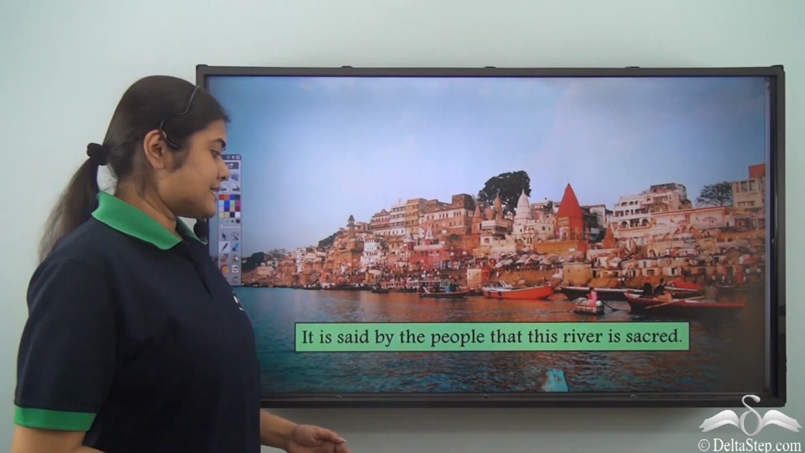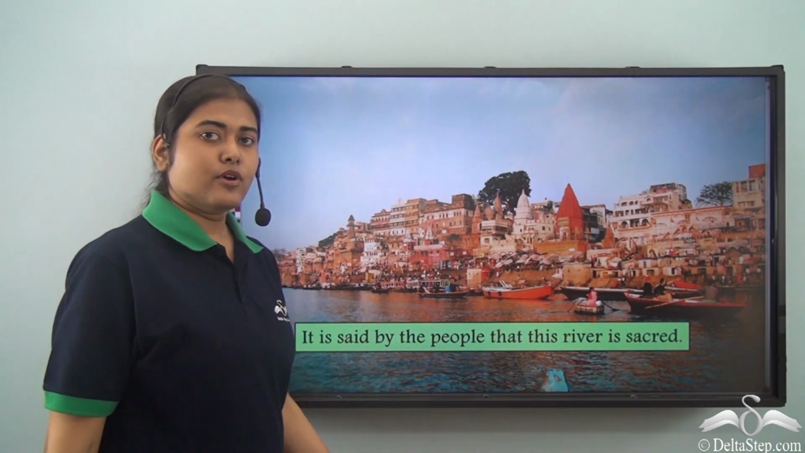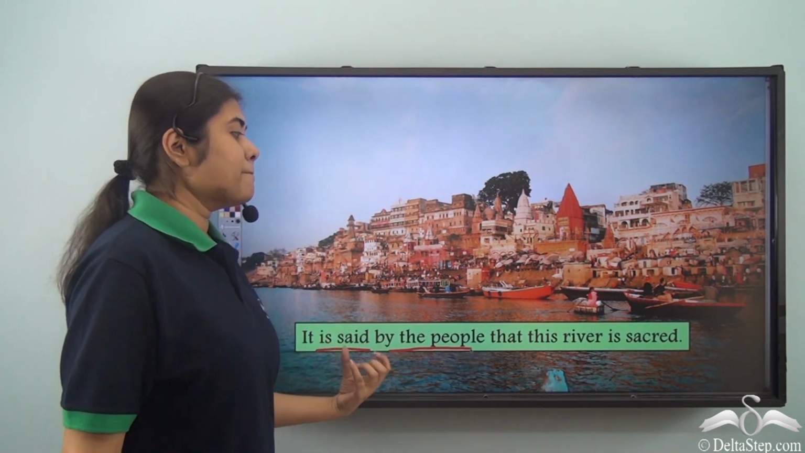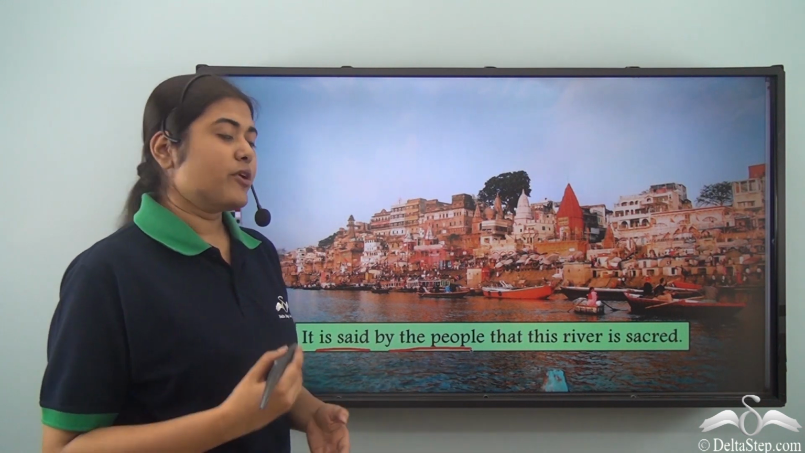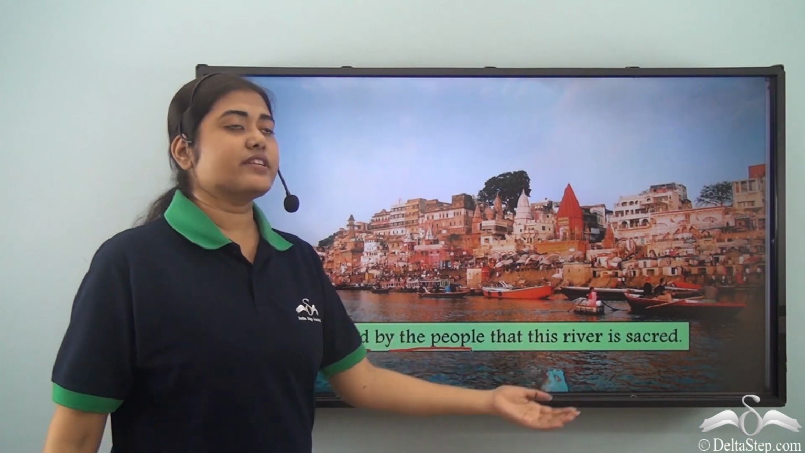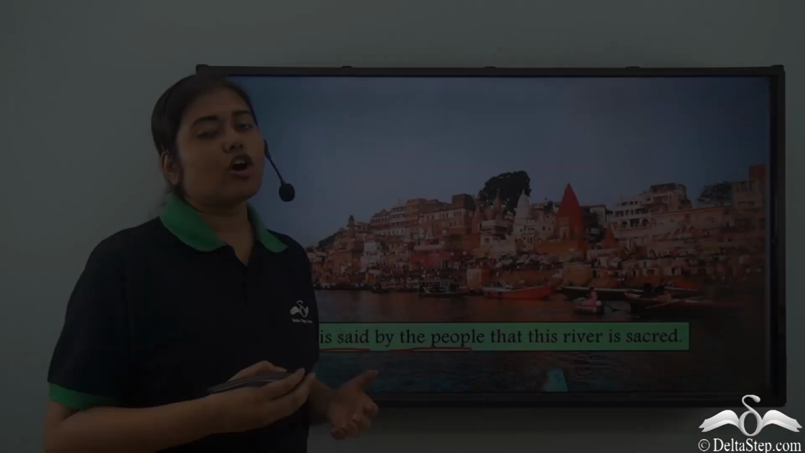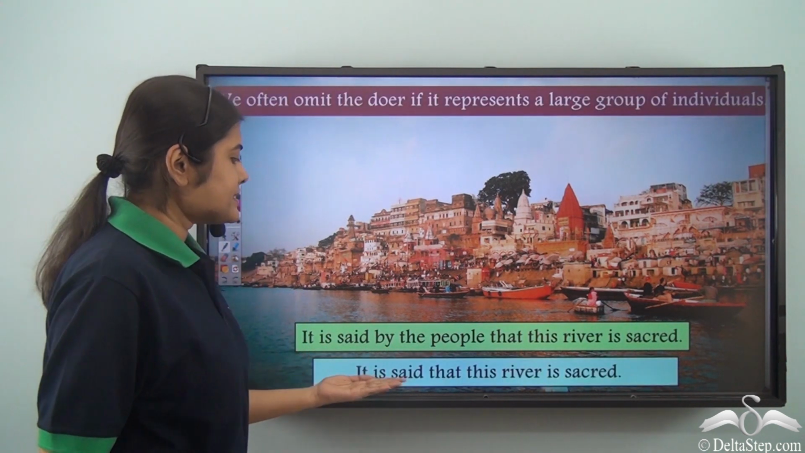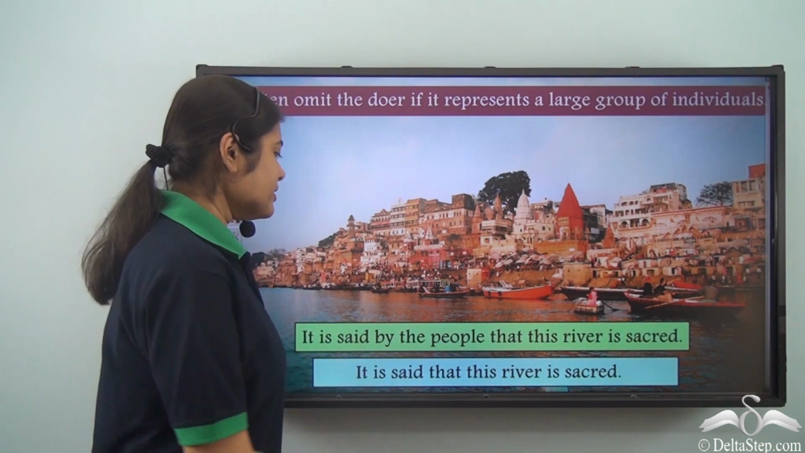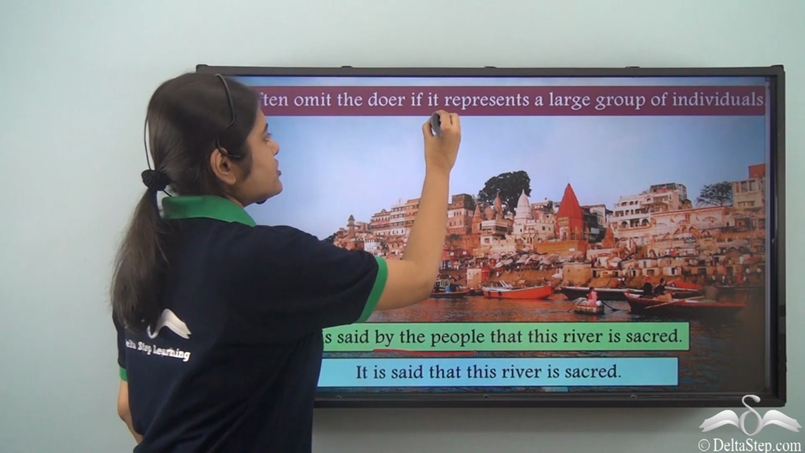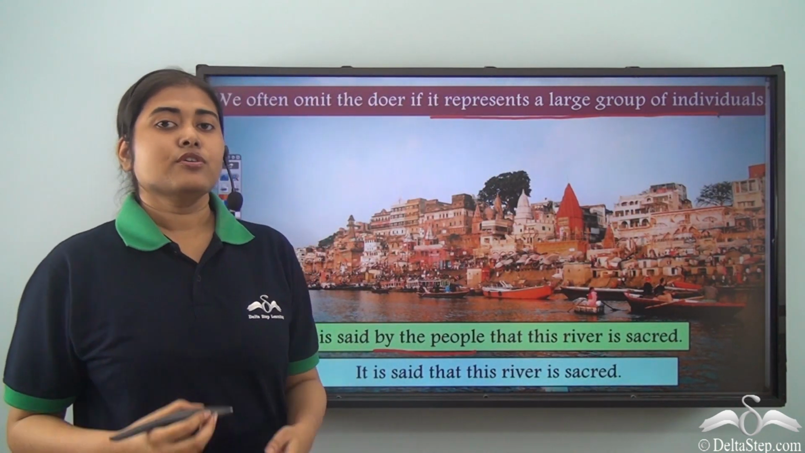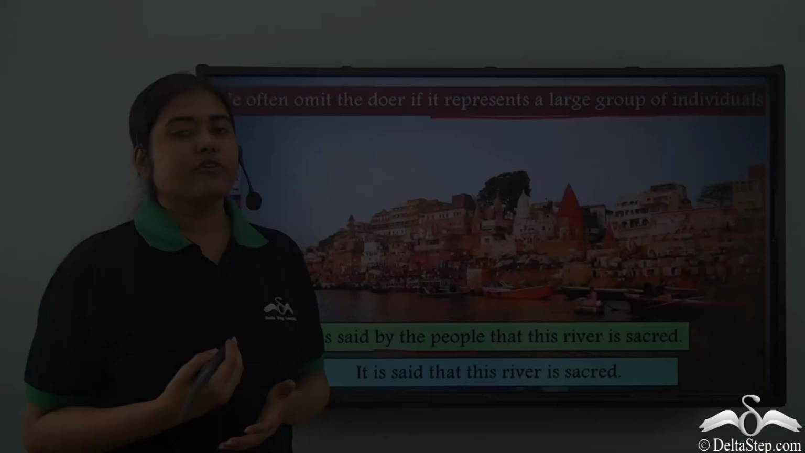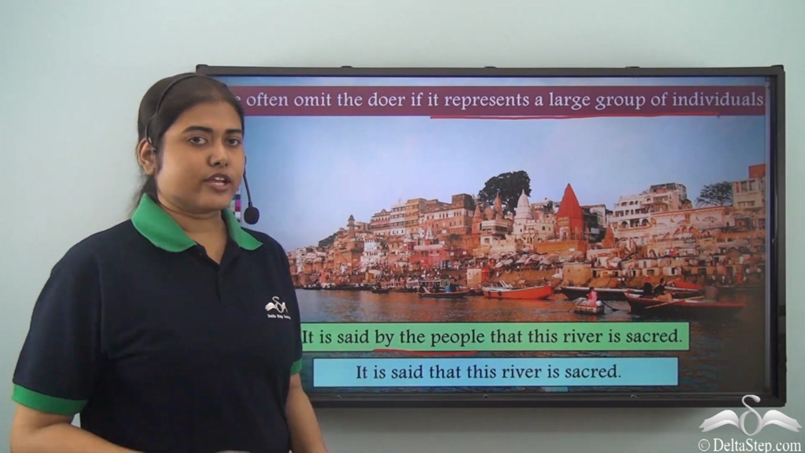Now in this sentence, "It is said by the people that this river is sacred." Who is performing this action of saying? Who is the doer in this case? The people. It is said by the people. So who is saying it? The people. Now when we talk about people saying something, as in "this river is sacred," it is obvious that many people are saying, not any person in particular. So when it is a general belief, we can simply omit the doer and say "It is said that this river is sacred." So here the doer has been omitted. Why? Because it represents a large number of individuals. So in many cases where we talk about general beliefs of people, where a large number of individuals constitute the doer, we may often choose to omit the doer in the passive voice.